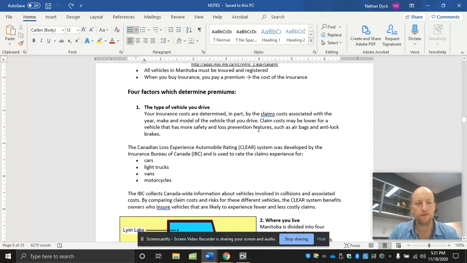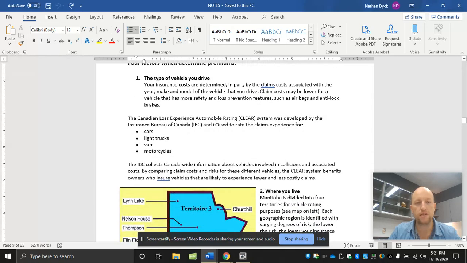There could be all those different safety features. The Canadian Loss Experience Automobile Rating, or CLEAR system, was developed by the Insurance Bureau of Canada, and it was used to rate the claims experience for various things, whether it's a car, a light truck, a motorcycle, or a van. Often motorcycles, the larger the CC, and especially if it's a sporty one as opposed to just the cruiser, it's going to be a lot more expensive. When I had my Suzuki 750, it was almost $2,000 for the insurance for the year, and you're only driving it for a couple months out of the year. So it's very, very expensive in comparison to a car or even a truck.